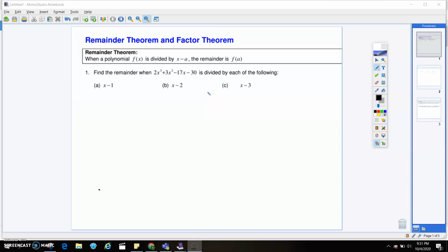So the remainder theorem states that when a polynomial, f of x, is divided by x minus a, the remainder is f of a. Okay, and I know a lot of us are like, what the heck does that mean? So I want to show you what that actually means.